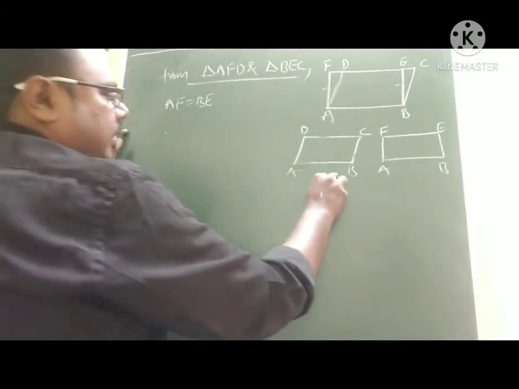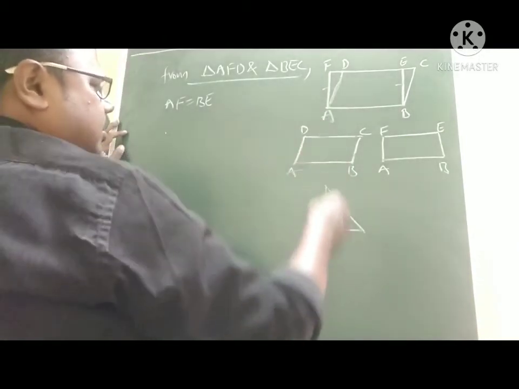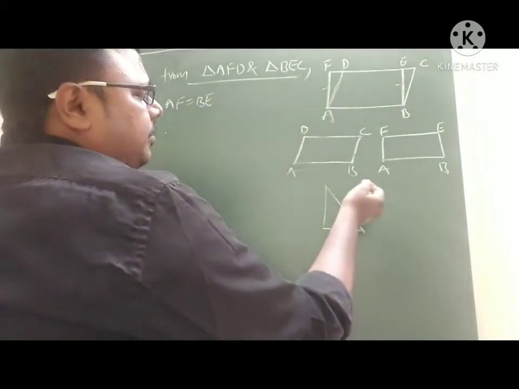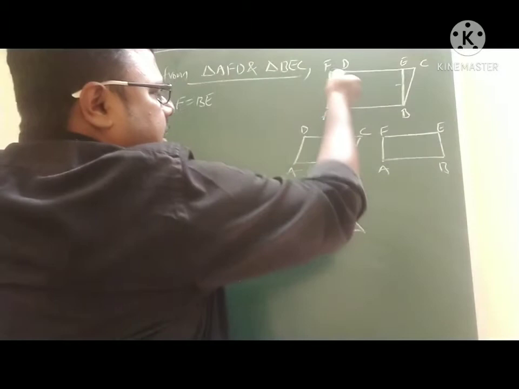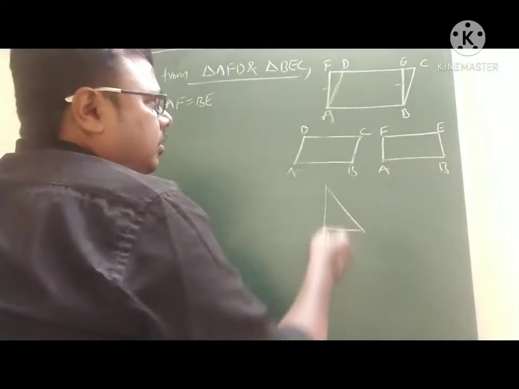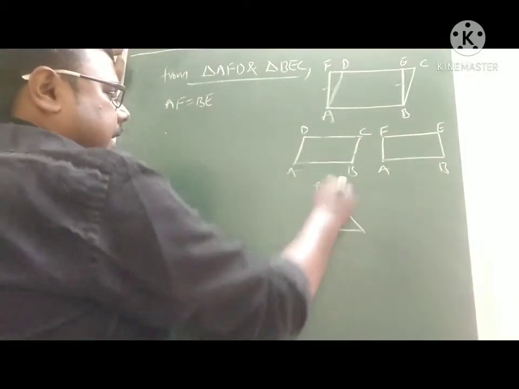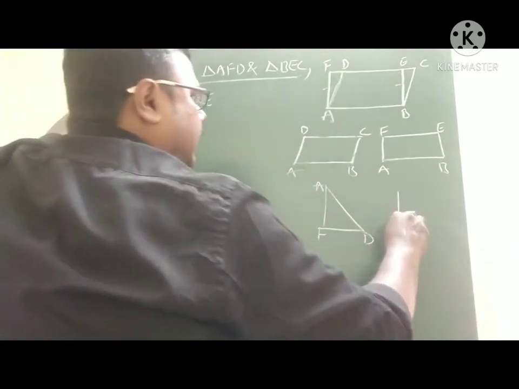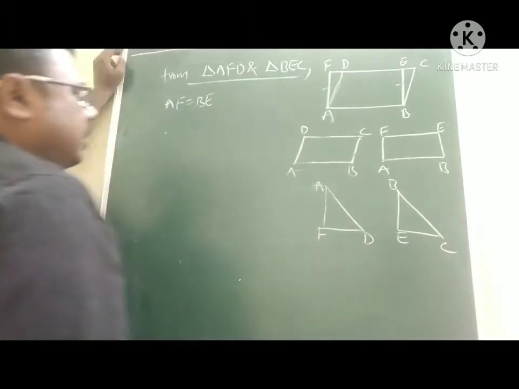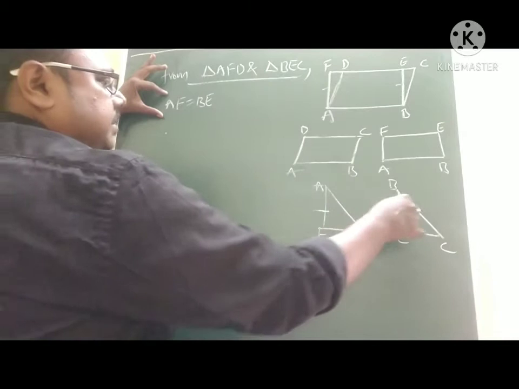Let me draw the rough diagram here. It's not a right angle triangle, but obviously it will be a right angle triangle also, because we were considering that ABEF is a rectangle. In a rectangle every angle will be 90 degrees, right? Based on that also you can consider, no issue. So these are the two rough diagrams, AFD and BEC. So I consider AF is equal to BE.